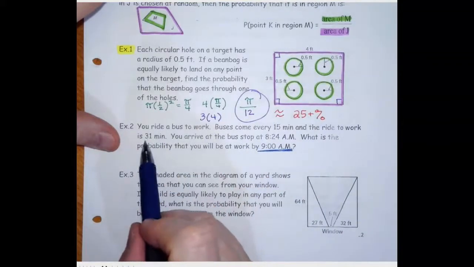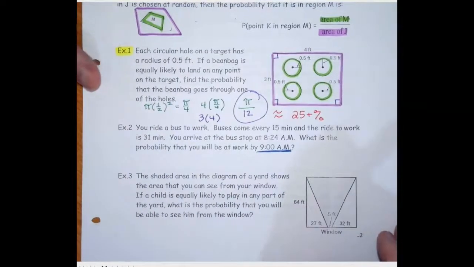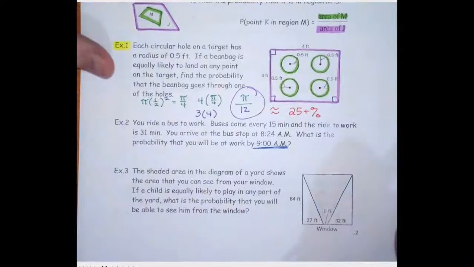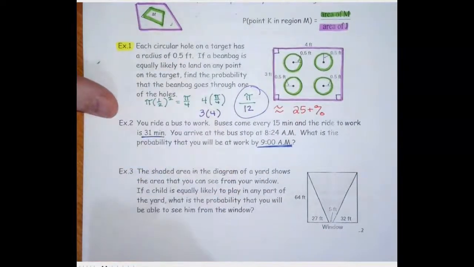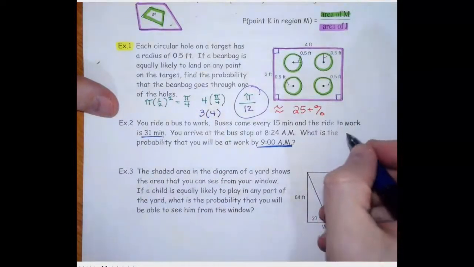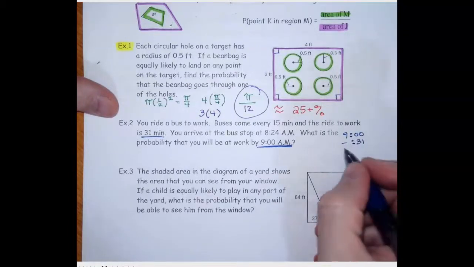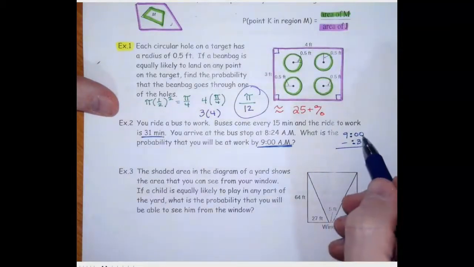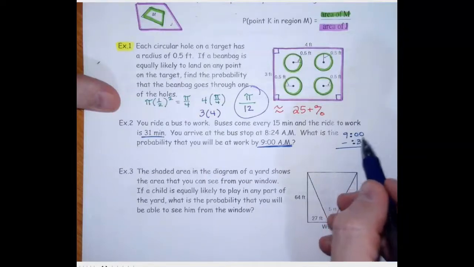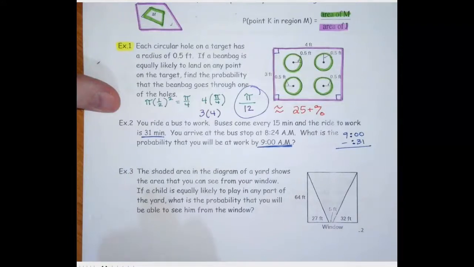So, in class maybe I would see if anybody had any ideas here where we should start. So we want to be there by 9, and the bus ride is 31 minutes, so that's where we want to start. So if we take 9 o'clock and we subtract 31 minutes from that, now you've got to be careful here because 9 o'clock, that's 60 minutes. So you really want to think about that.